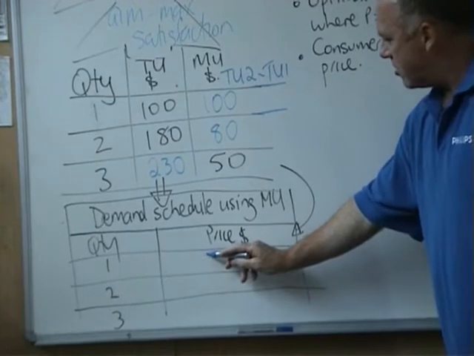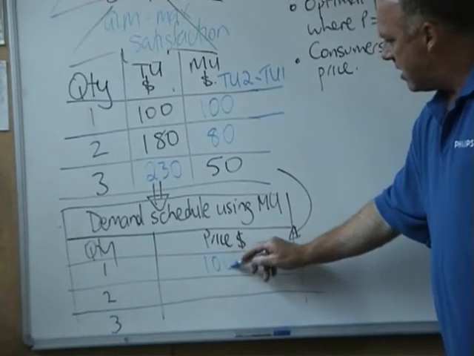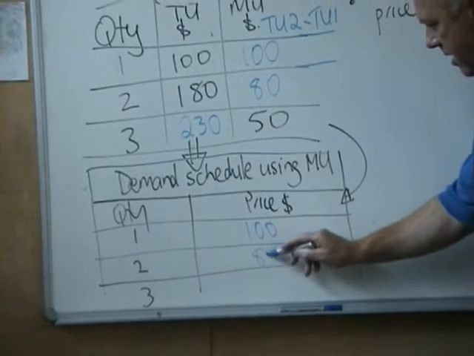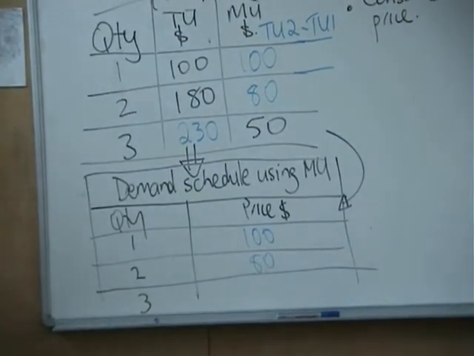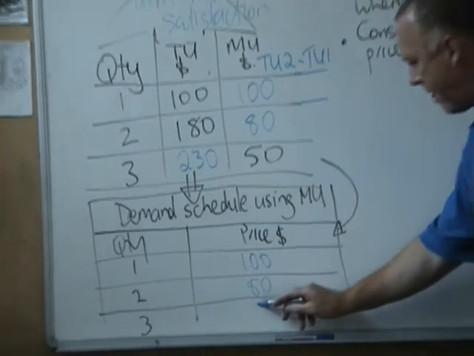So the consumer would be willing to pay how much for the first Christmas tree? $100. The second Christmas tree, because he gets less satisfaction, he's willing to pay $80. And the third Christmas tree, because he's getting less satisfaction again, he'd be willing to pay $50.